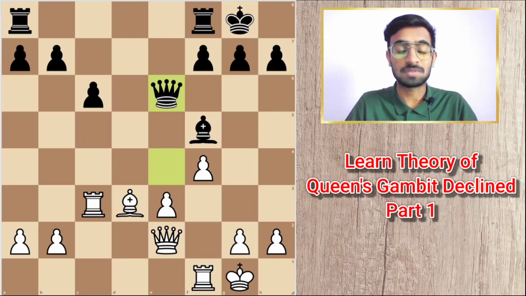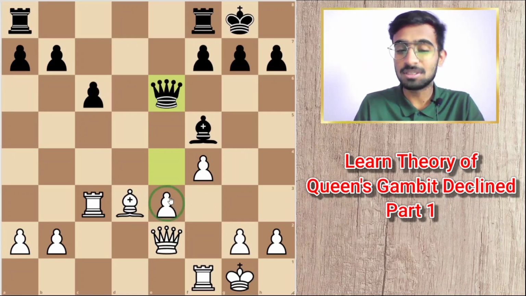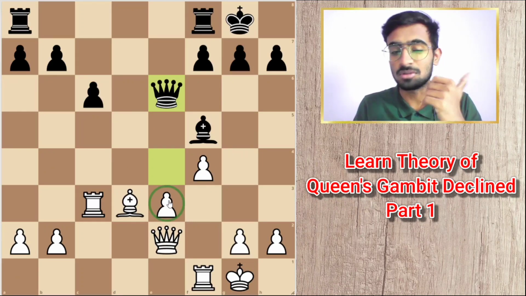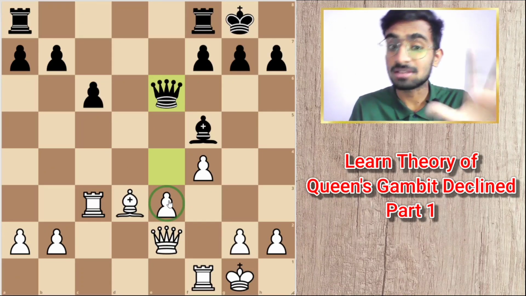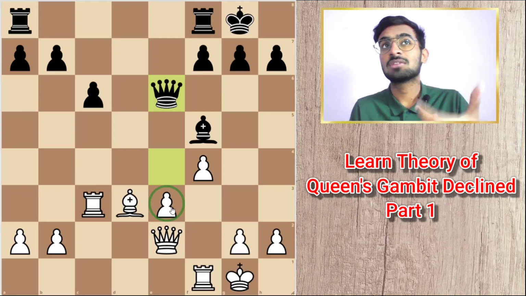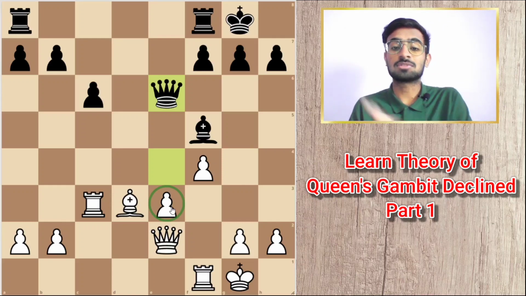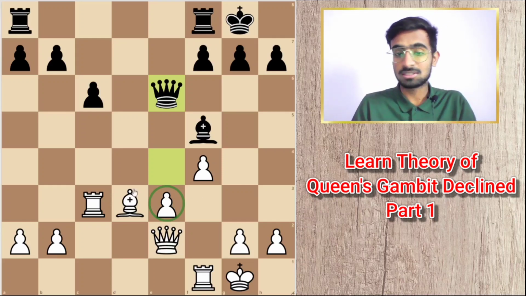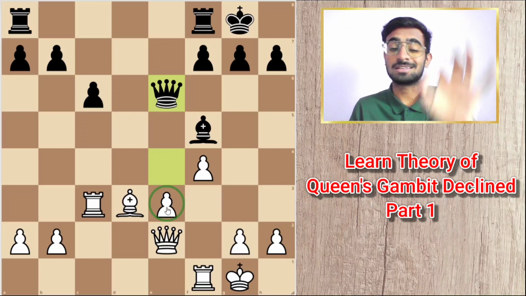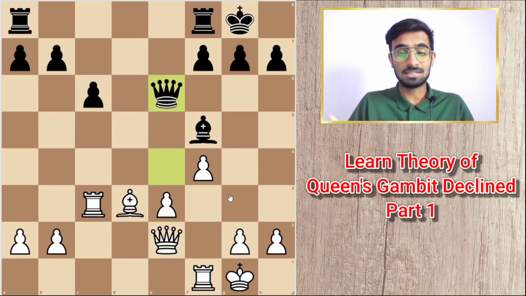This is the orthodox variation. Here you can already see that this is the weakness for white, the e3 pawn. Also at the same time, this will work as a potential pawn to gain space in the center. Okay, so in terms of space, white is good, central space white is having, but at the same time this is the weakness. Okay, and this is going to be very dynamic.